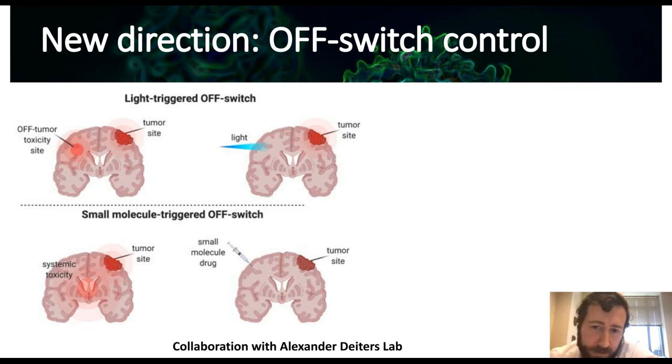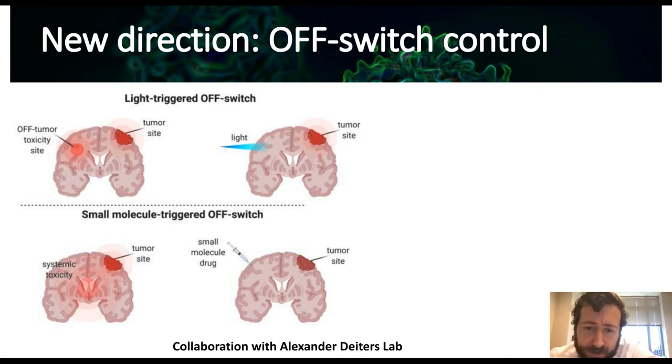maybe we know that the CAR that we're going to be using, or the antibody, has some off-target activity on another region of the brain. So can we create control where we can shine light on that part of the organ and then protect it from CAR T activity? And then also, could we create a system that maybe would have systemic toxicity, but that we could tune it or switch it off if we see that toxicity in the patient using a small molecule?